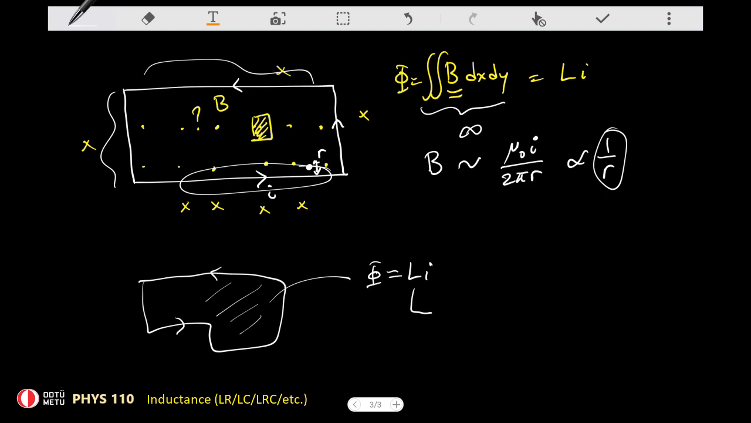So every circuit has an inductance, but usually this is very small so that we don't see their effects most of the time. As a result, we neglect this, but that's one of the things that we should always keep in mind. We are basically making an approximation when we are neglecting the inductance.